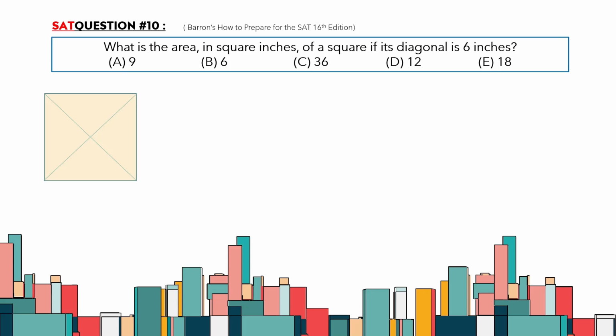So we know that the two diagonals of a square will intersect at the midpoint of it, and it divides into all equal sections. Also, they are perpendicular. So the diagonal is 6 inches. Half of the diagonal will be 3 inches.